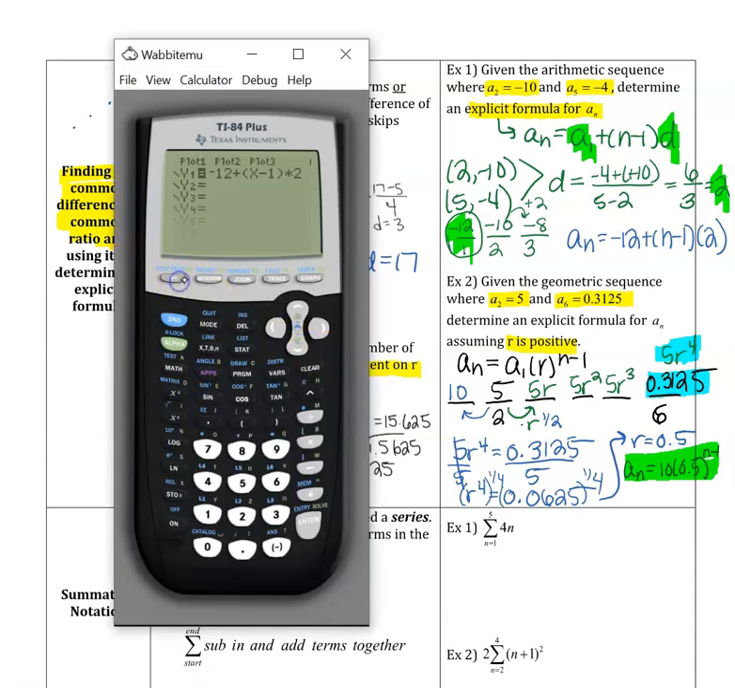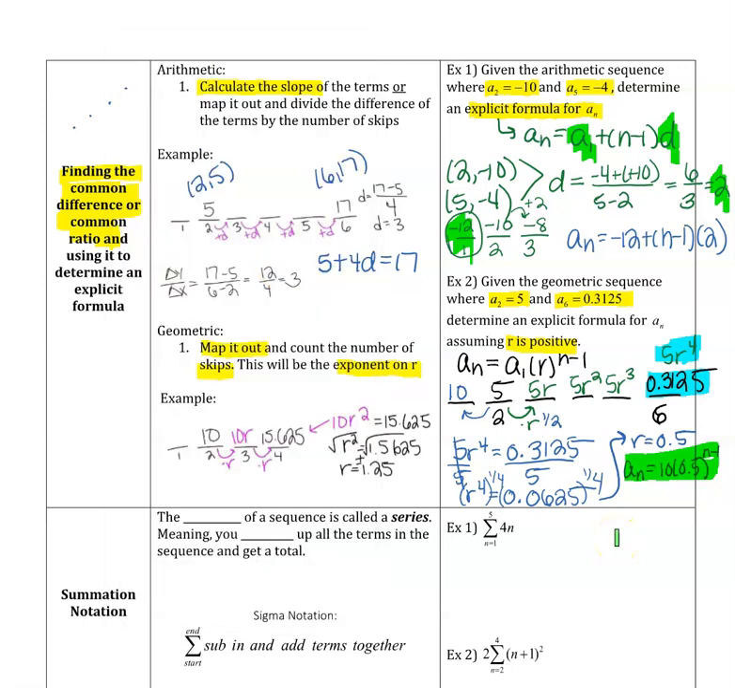Go to your y equals. I'm going to plug in 10 times 0.5 to the x minus 1 and go to my table of values. My second term is 5. That checks out. And my sixth term is 0.3125. So we're good to go. I did come up with the correct equation.